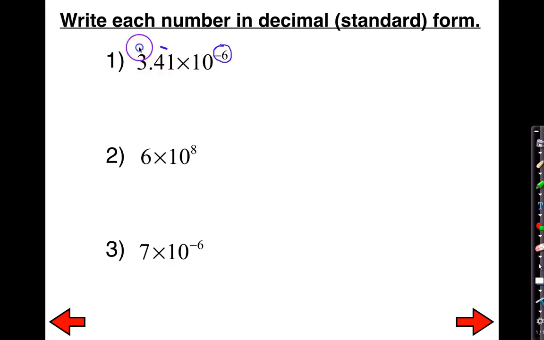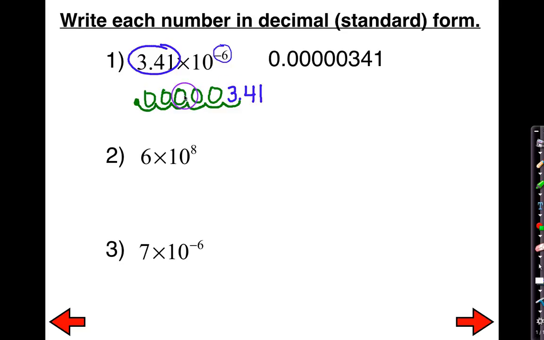So first I'm going to start with my coefficient, which is 3.41. Now I'm going to go ahead and move to the left because we're making our number smaller. We're going to move it 6 places to the left. So I'm going to move it once, twice, 3, 4, 5, 6. And now this is where my decimal is going to go. In these empty spaces, we're going to go ahead and place some zeros. So I would say this is my number in standard form.